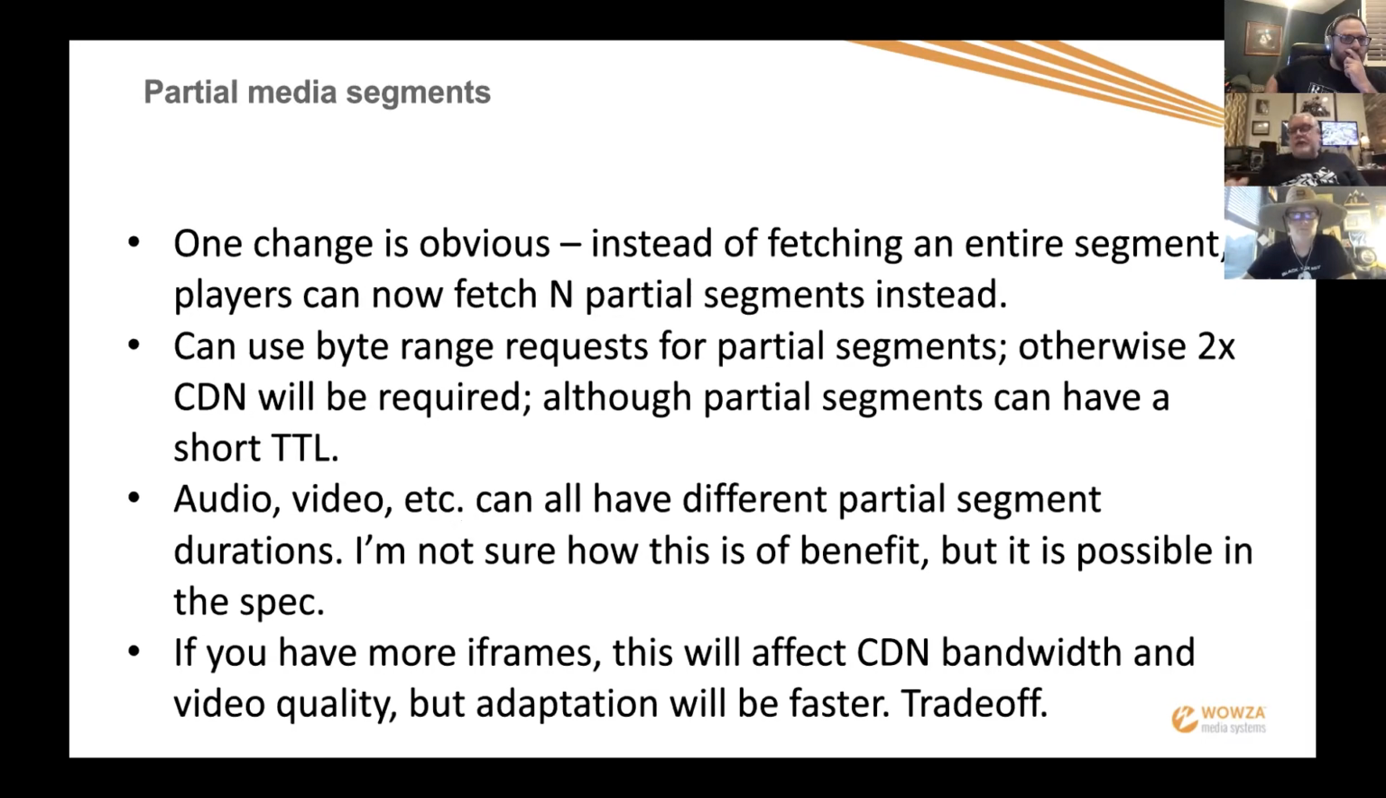So like I said, one change is obvious. You used to fetch one media segment and play it out. Now you fetch individual parts of it. So obviously the number of transactions is going to go up by n. You can use byte range requests for the parts that could refer into the master segment. Otherwise, you'll need twice the CDN.